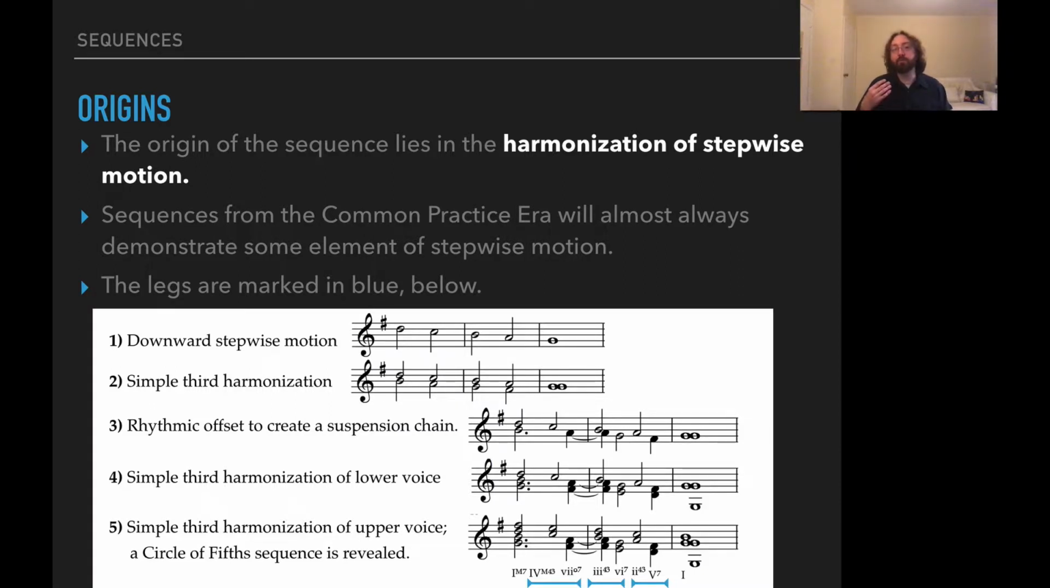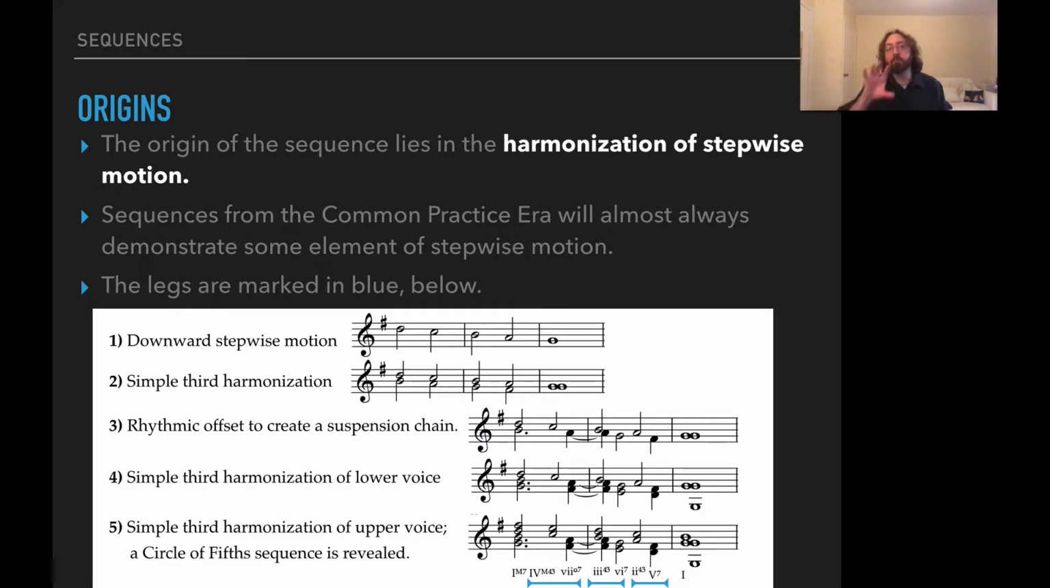Now, if we were to form the simplest type of harmonization for that, just a third away from those first notes, we'd have this. Nice little harmonic idea. That could be easily harmonized.